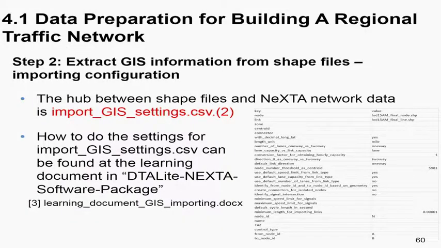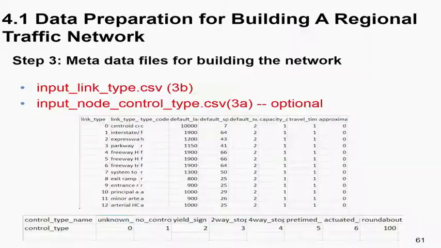Okay. In this import GIS setting file, we have a little bit detailed configuration. If you have any issues, first of all, you can go to document number 3, the learning document for the GIS importing, and then you can also ask some advanced users for help. As long as you get through this hurdle, you can import the GIS setup very easily from many available GIS packages. Okay. For this link type file, we use it to generate the default link capacity, speed limit, and jam density.